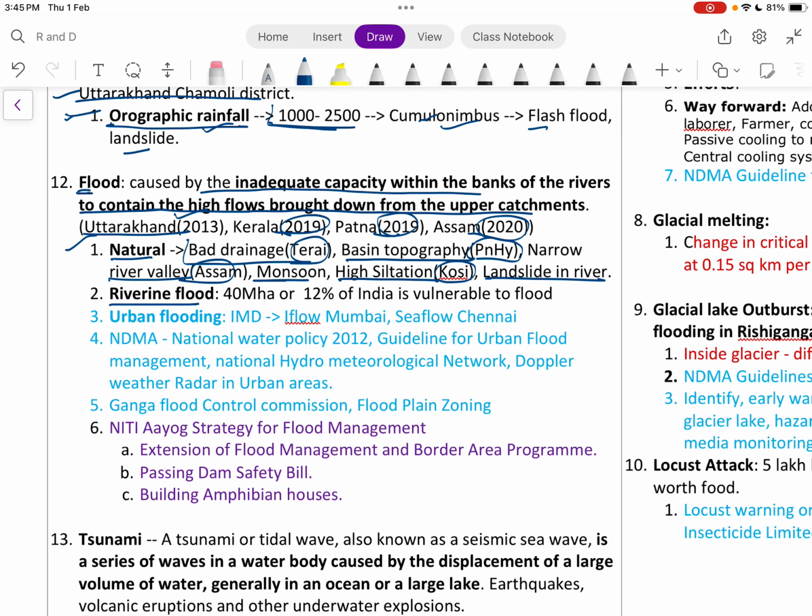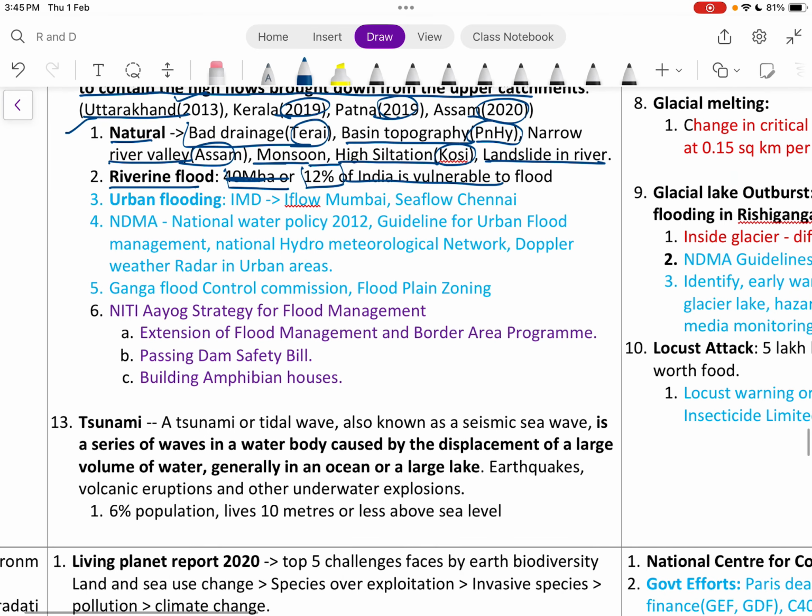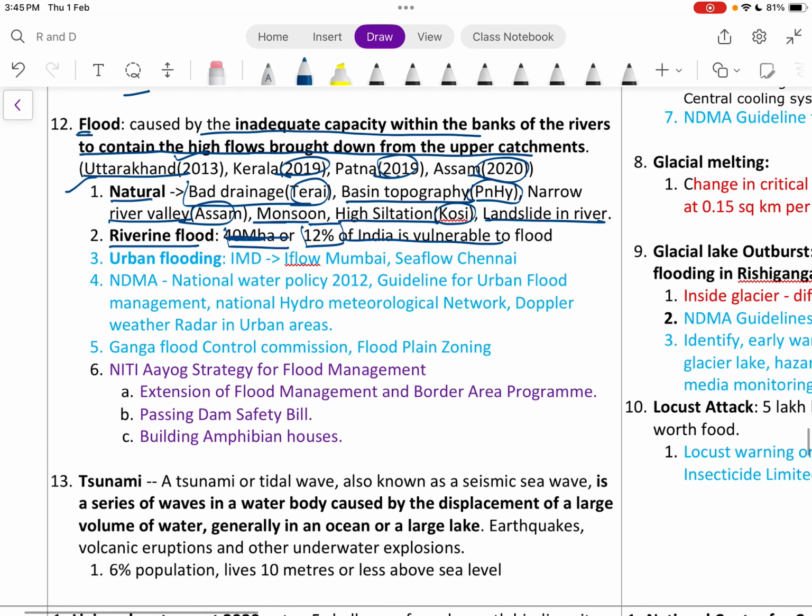Riverine flood, but leave this. 12% of India is vulnerable to floods. Okay, urban flooding. IMD says that... what are the government initiatives?